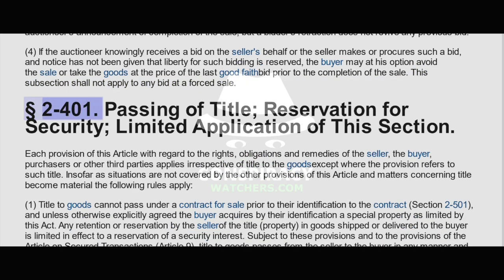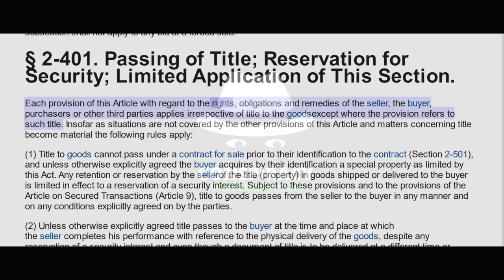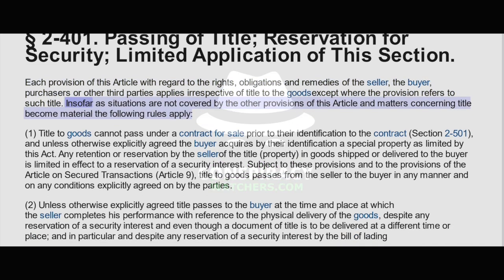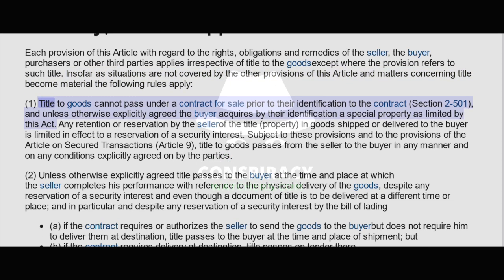Section 2-401. Passing of title; reservation for security; limited application of this section. Each provision of this article with regard to the rights, obligations and remedies of the seller, the buyer, purchasers or other third parties applies irrespective of title to the goods except where the provision refers to such title. Insofar as situations are not covered by the other provisions of this article and matters concerning title become material, the following rules apply. Title to goods cannot pass under a contract for sale prior to their identification to the contract, and unless otherwise explicitly agreed, the buyer acquires by their identification a special property as limited by this act.